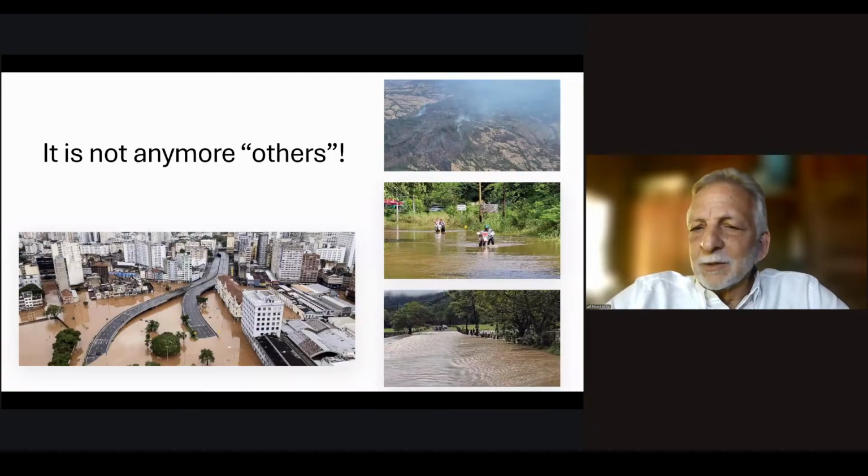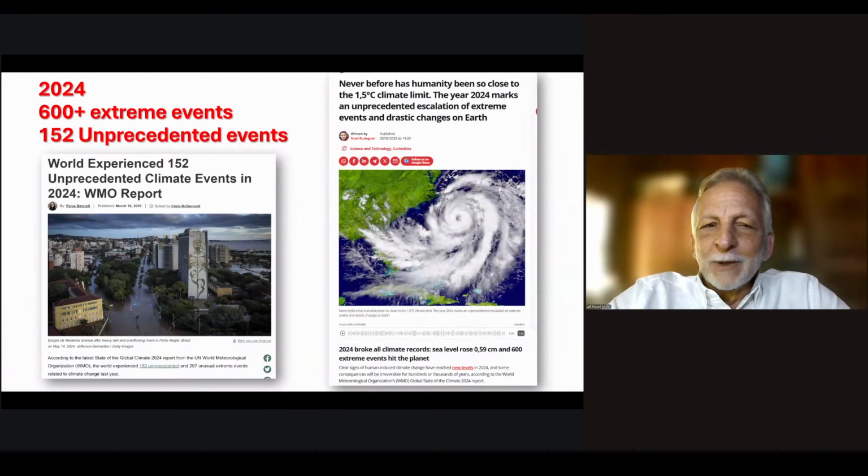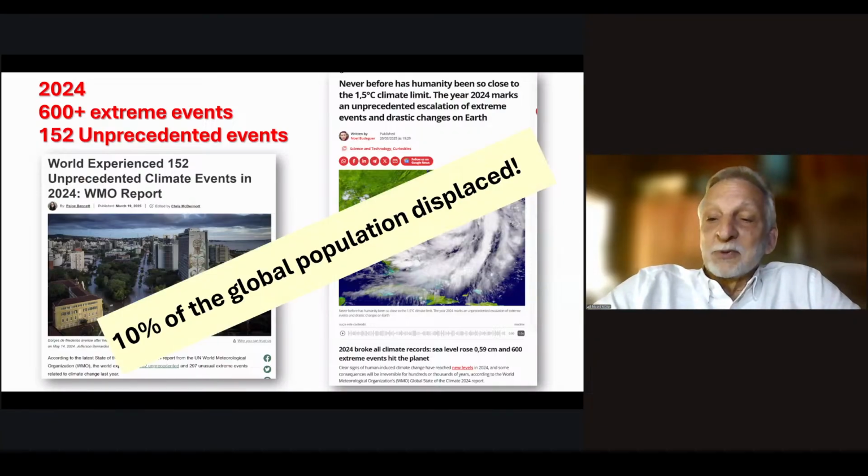And 3 months later, we had to actually use a snorkel in the car to be able to cross the rivers and the floods to get to my house. So this is affecting everybody around the world. We had over 600 extreme events last year with 152 unprecedented events. And today we are with unprecedented events around the world.